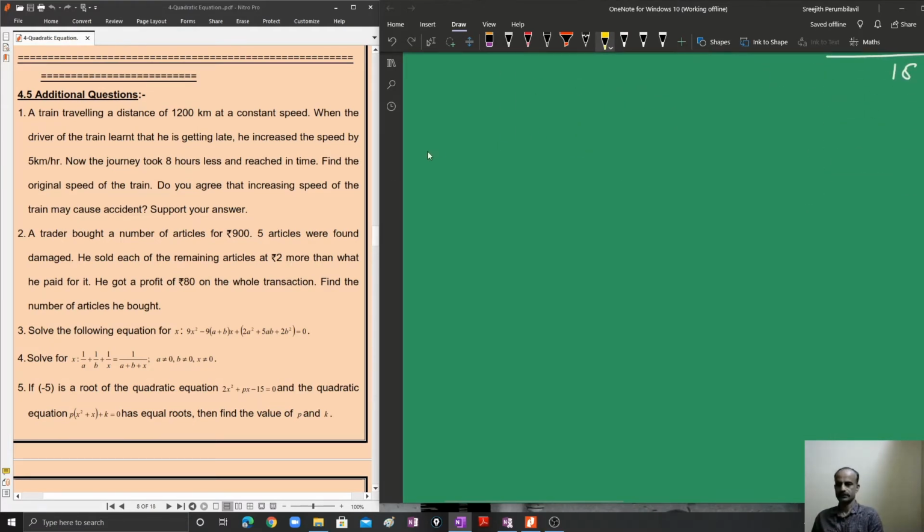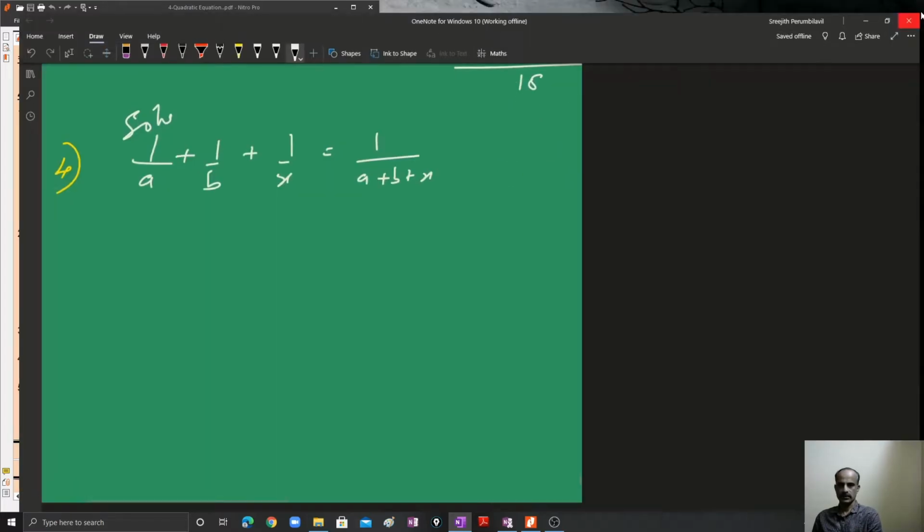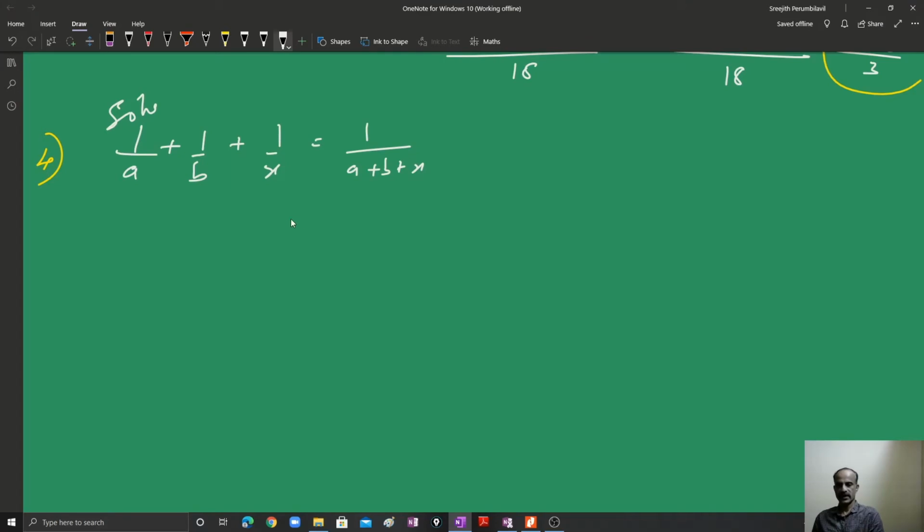Question number 4. Solve 1 divided by a plus 1 divided by b plus 1 divided by x is equal to 1 divided by a plus b plus x. The condition is that a not equal to 0, b not equal to 0 and x not equal to 0, since the denominator cannot be 0. And we have to solve it, find the value of x.